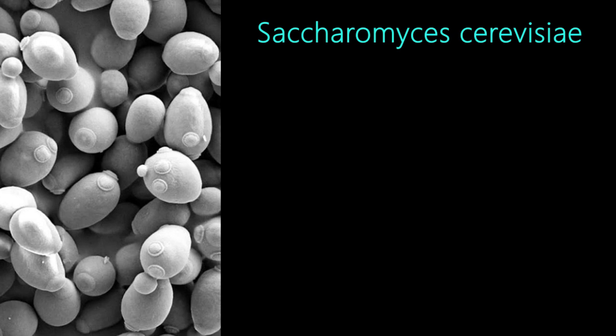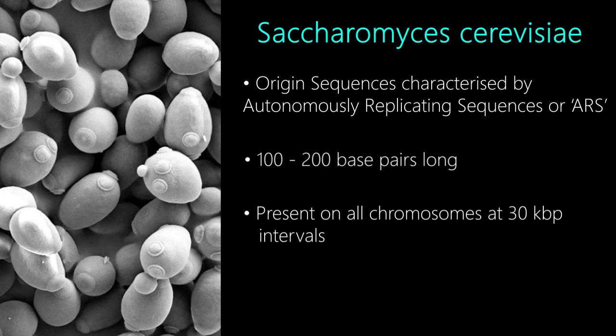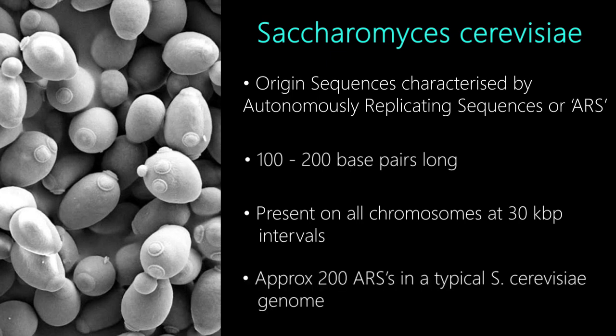In these simpler eukaryotes, origin sequences are characterized by autonomously replicating sequences, or ARS. These DNA sequences are 100 to 200 base pairs long and are present on all chromosomes at roughly 30 kilobase intervals. Therefore, there are around 200 ARSs in a typical budding yeast genome.